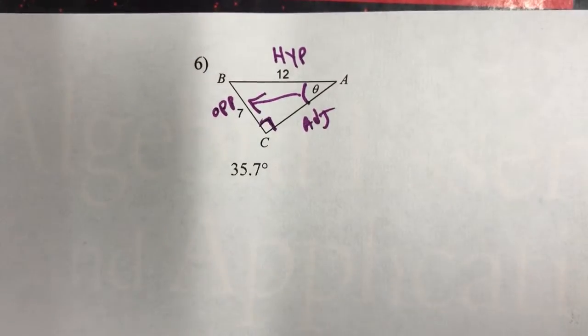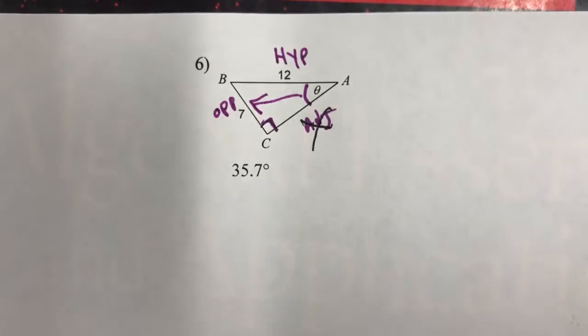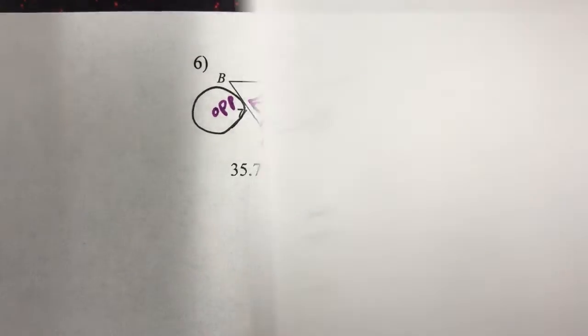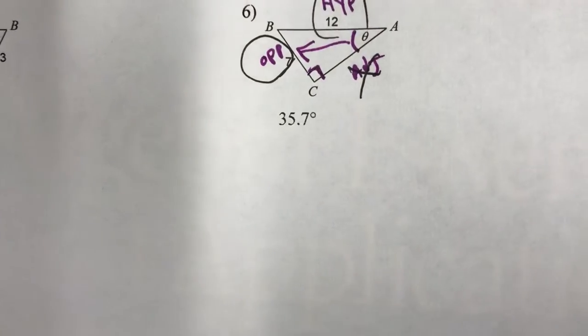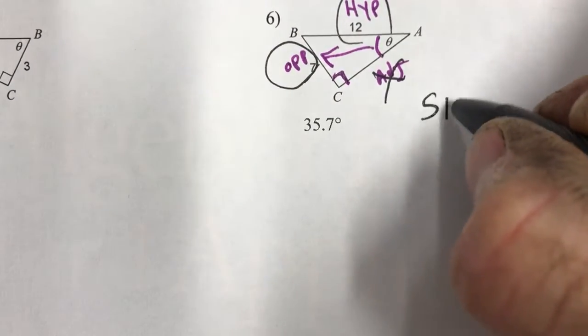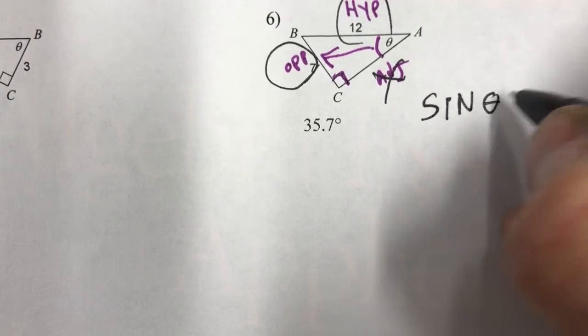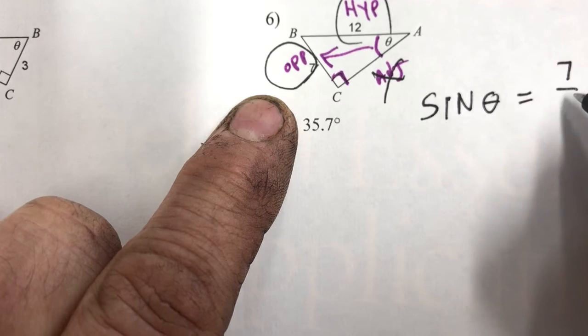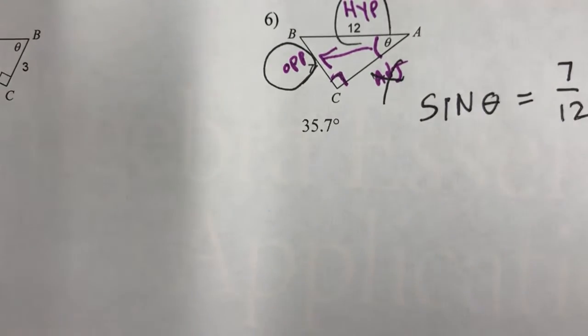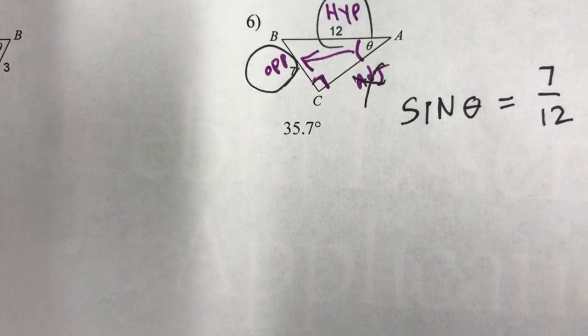All right, in this one, I don't care about the adjacent. It's the opposite and the hypotenuse that I have. So that tells me right there that's sine. Opposite and hypotenuse, that's a sine. So I'm going to set it up like this. Sine theta equals the opposite, which is 7, over the hypotenuse, which is 12. That's how I set it up.